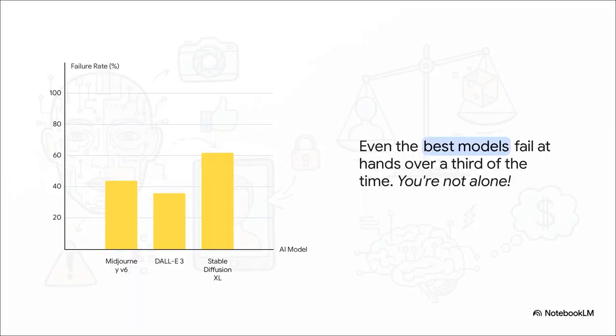And then there are the hands. Oh, the hands. If you've been driven absolutely crazy by those melted, 6-fingered nightmares, I'm here to tell you, it's not you. You're not alone. The data shows that even the absolute best models fail at hands more than a third of the time. It is by far the hardest thing for an AI to get right.